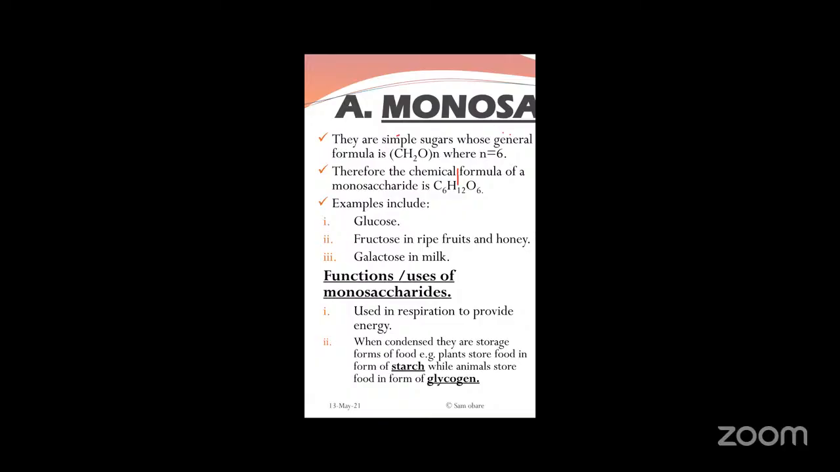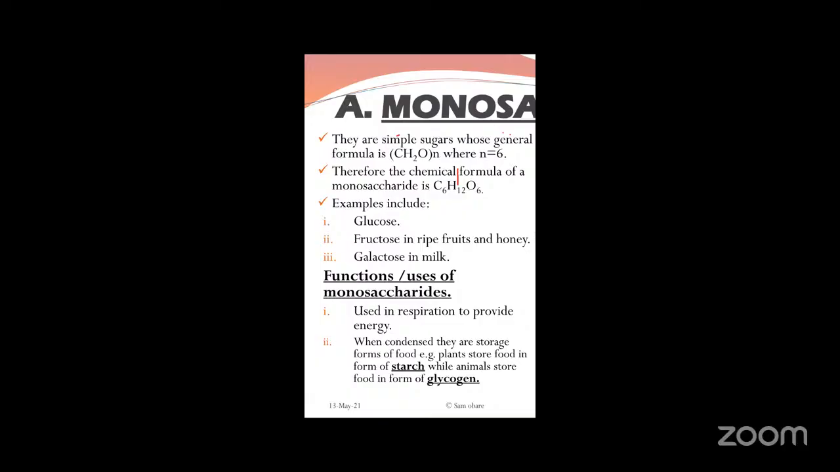And then the third type of monosaccharide is galactose. And galactose is found in milk. No wonder we say this person is lactose intolerant, meaning there's some lactose in the milk. So galactose is the simplest form of that carbohydrate in milk.